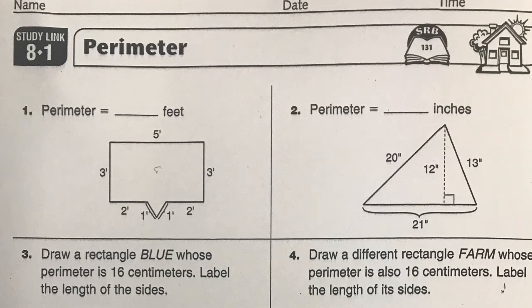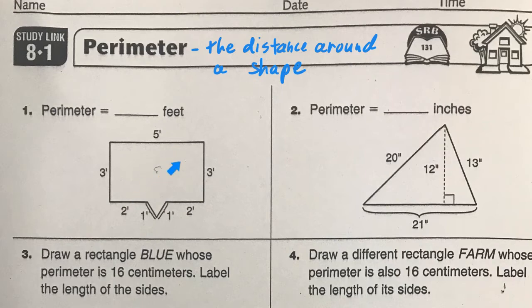All right, so for this study link 8.1, we are looking at perimeter. And please remember, perimeter is the distance around a shape. So not to be confused with area, which is how much space a shape takes up. Perimeter is the distance around, so you're just adding up all the different measurements around the shape.